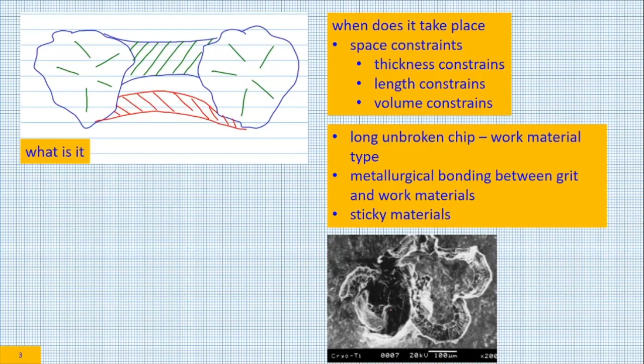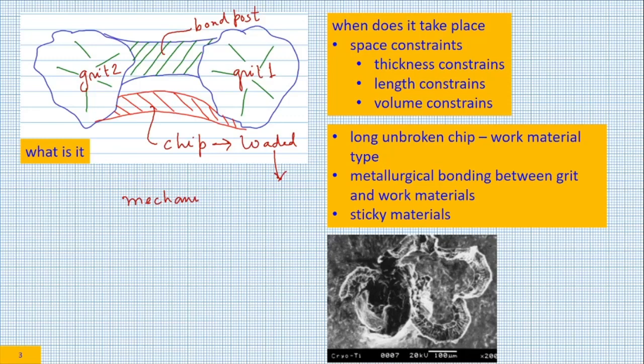So now let us see what is wheel loading. This is your grid 1. This is your grid 2. This already has been written as bond post. And this is the intergrid space. This is a chip which has got loaded. How has it got loaded? Primarily, the mechanism of loading is mechanical interlocking.